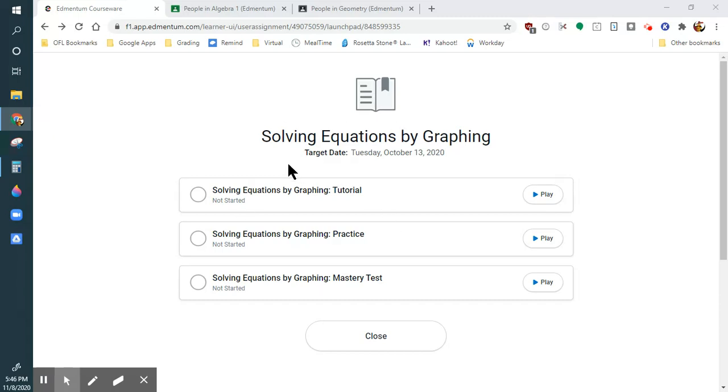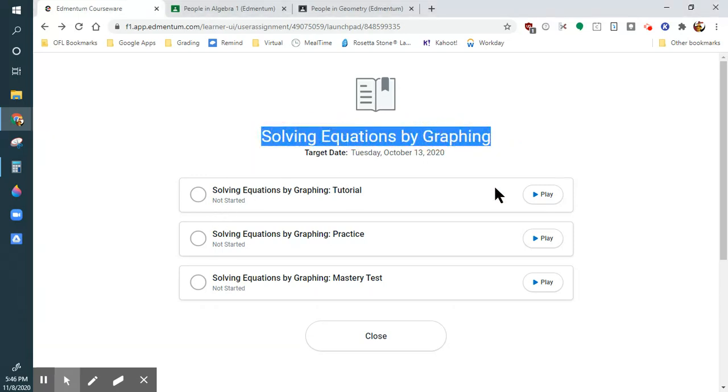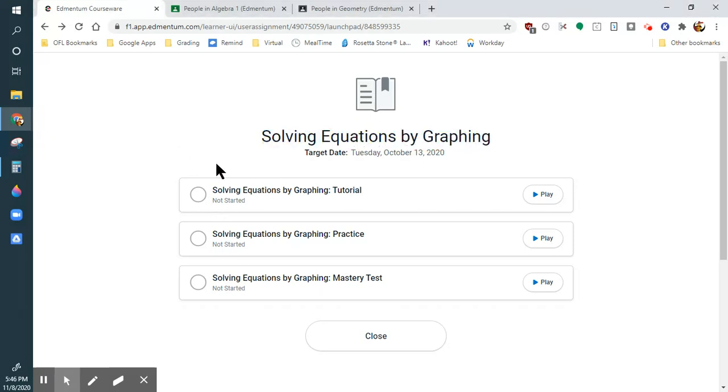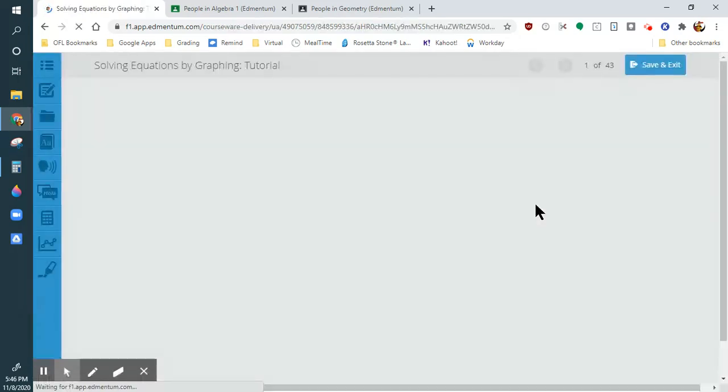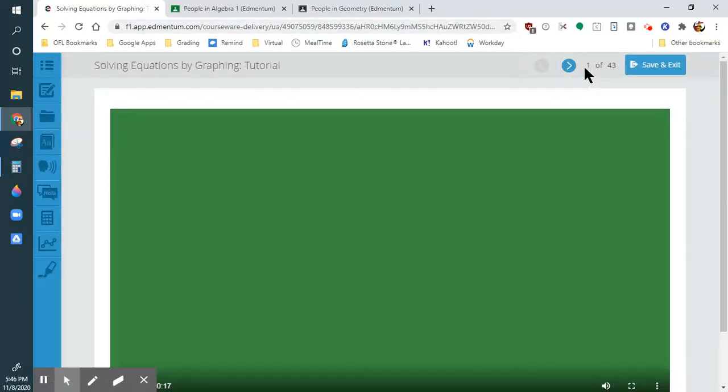I thought I would be able to cover both, but I hadn't realized how long Edmentum makes something as simple as solving equations by graphing. Solving equations by graphing should be really simple. You just plug it into a calculator and you're like, hey, that's where they touch each other. But as you'll see right now, Edmentum decided to make 43 slides about it. So let's get into it.